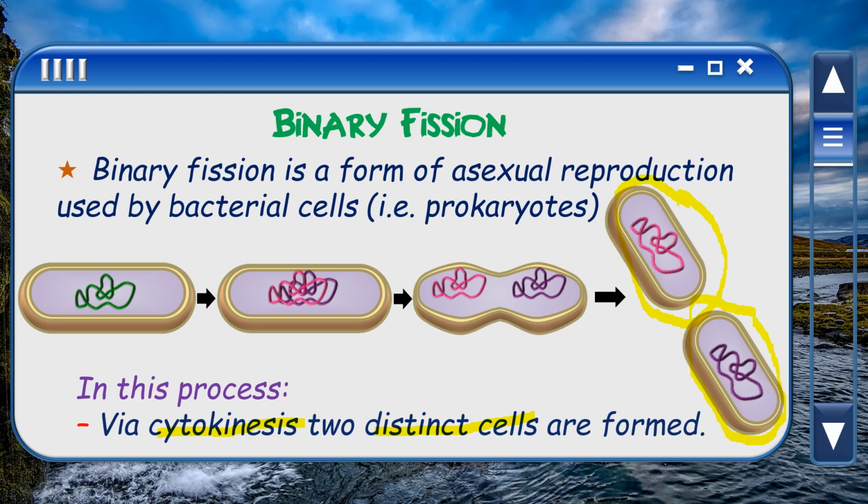Cytokinesis is whereby the cell divides in the middle and we form the 2 cells that we are having there. That is what we refer to as binary fission. It is a form of asexual reproduction which is used by bacteria.